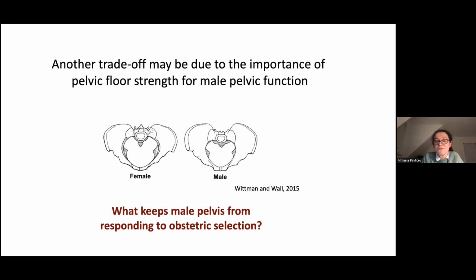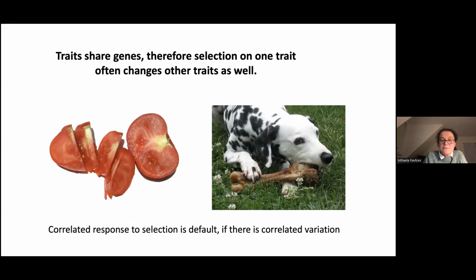And one thing that is not obvious to me is how the female pelvis can evolve without actually affecting the male pelvis. So what keeps the male pelvis from responding to obstetric selection? We know that they are of different dimensions, and we also know that that's not only a consequence of allometry, for example, of the size. So the parts of the body that are regulated to some extent, at least, by shared genes usually respond to selection together, at least in a correlated sense. So that's what we would expect, unless there is actually selection working in a different direction.